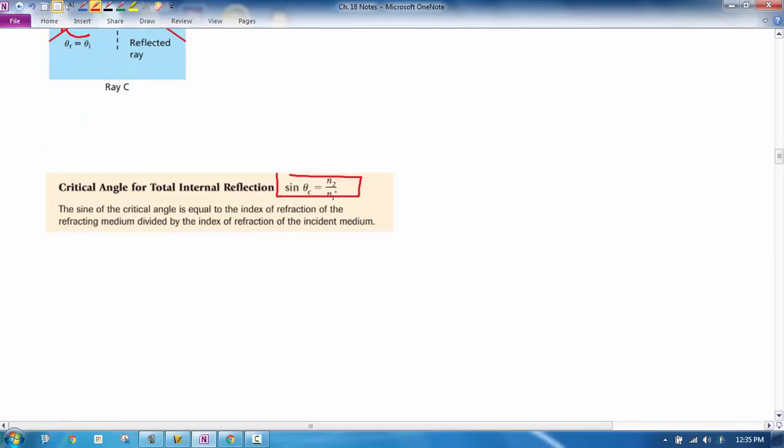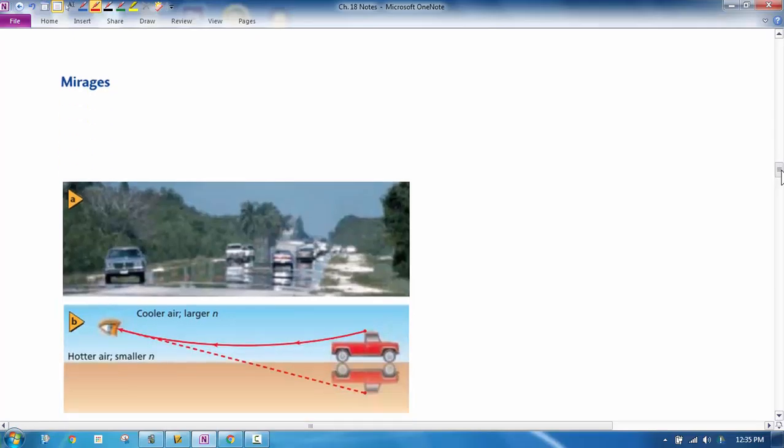All it is, is a ratio of the two indices of refraction. The sine of the critical angle equals that ratio. Okay, another application of refraction is with mirages.